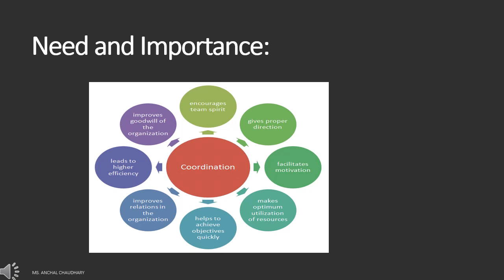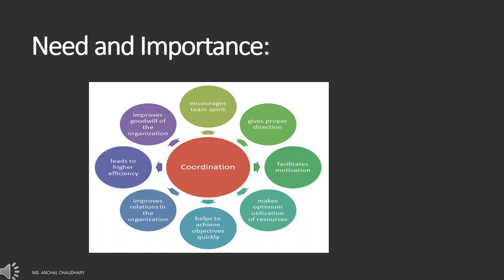Second, it gives proper direction. There are many departments in the organization and each department performs different activities, right? Coordination brings these activities together to achieve their organizational goals or common goals. This coordination gives them proper direction to work in a harmonious way, so that all the activities are done in a coordinated way and they can accomplish their task.